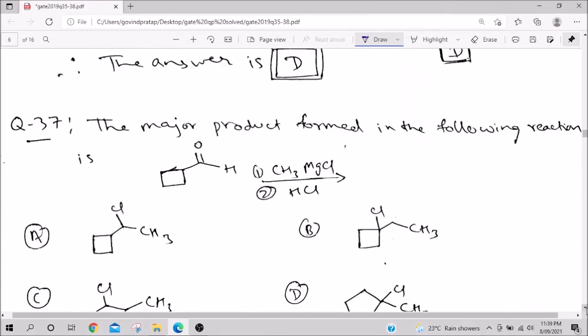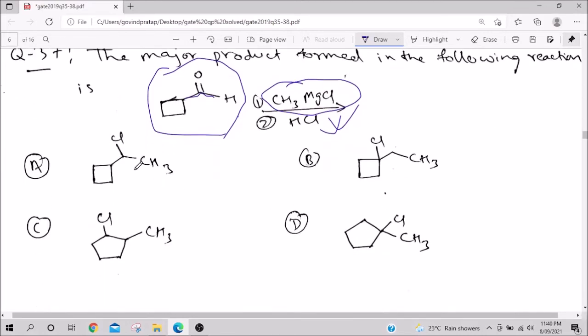Let us proceed. The next question is, you have this molecule, cyclobutane, with an aldehyde group on it. So, cyclobutaldehyde you can say, and you are reacting it with a Grignard reagent. I am saying Grignard, though we write Grignard because it is based on the name of a scientist. The scientist was German, and in German we call it Grignard, and then you are putting HCl in it, and you want to know what product is formed.